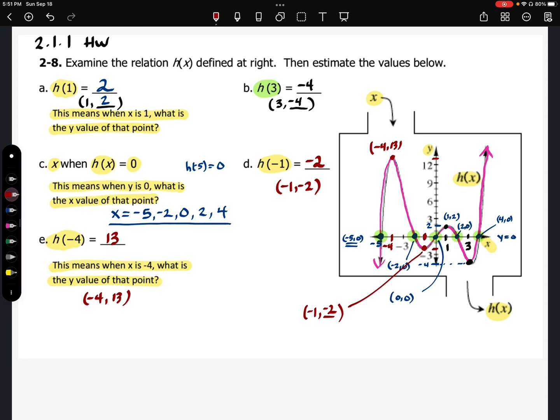All right, this is problem 2-8. If you have additional questions on this one, please make sure you're reaching out.